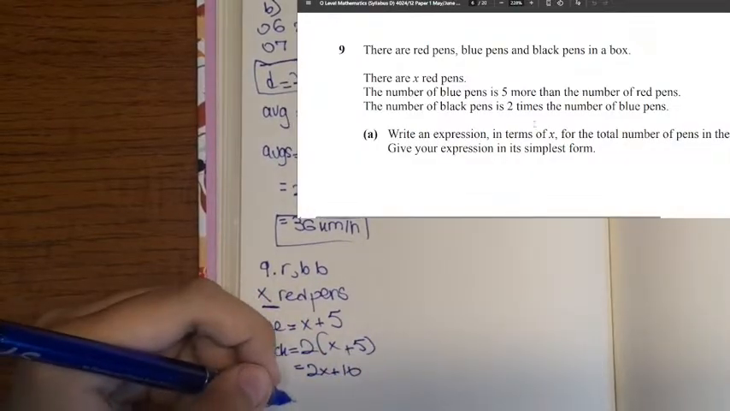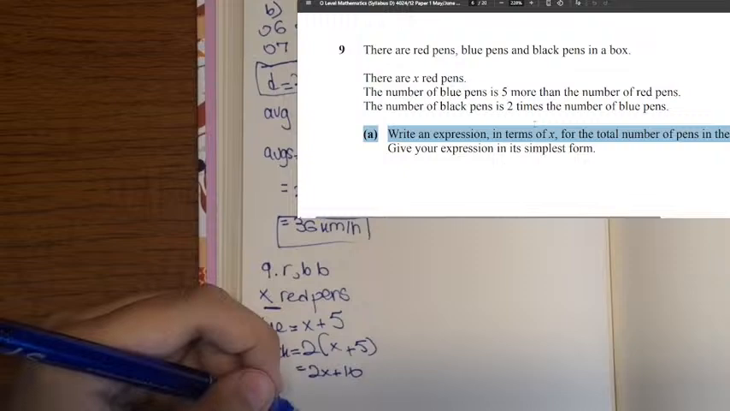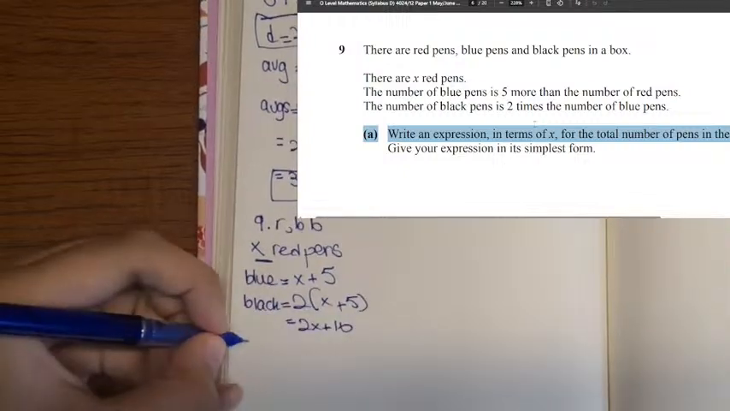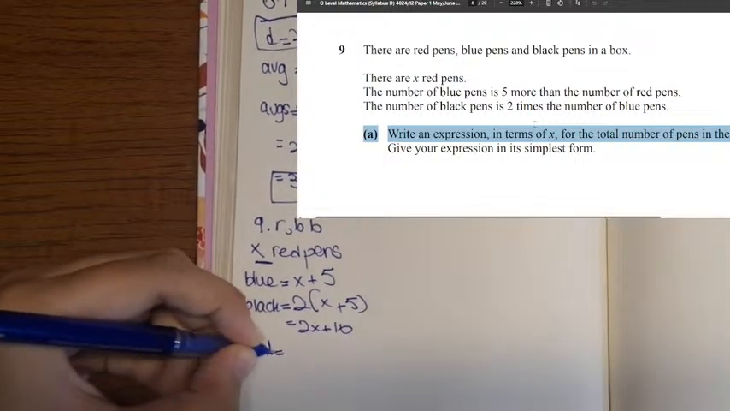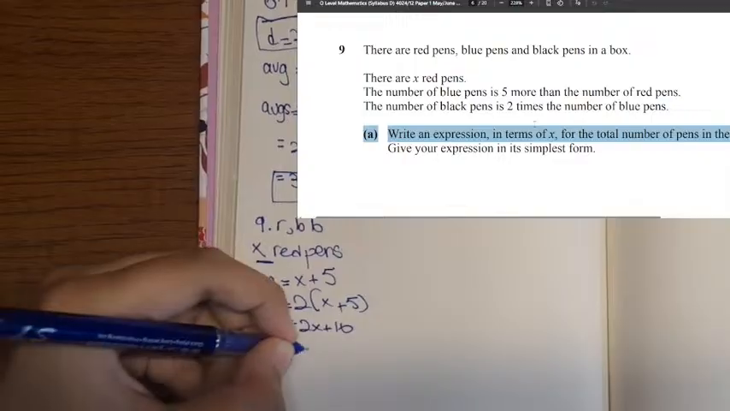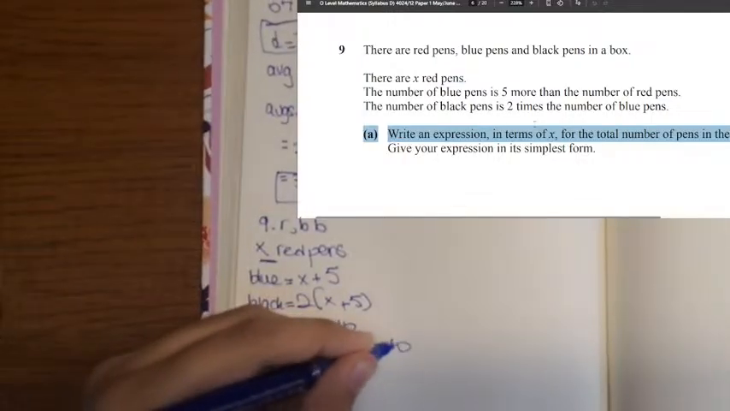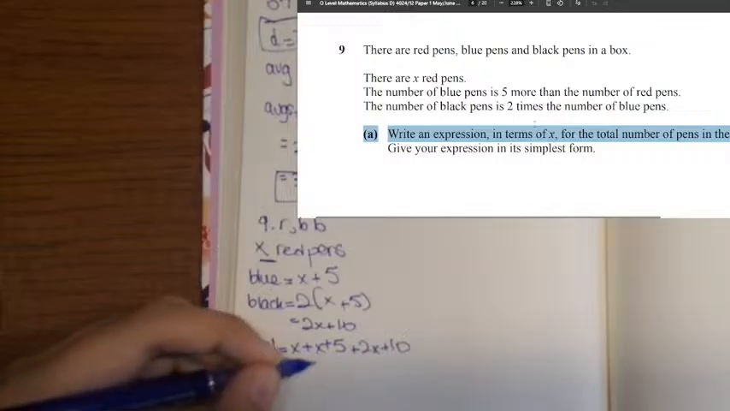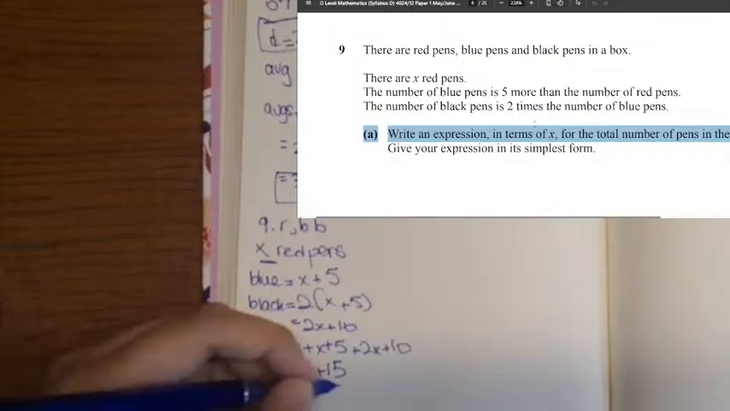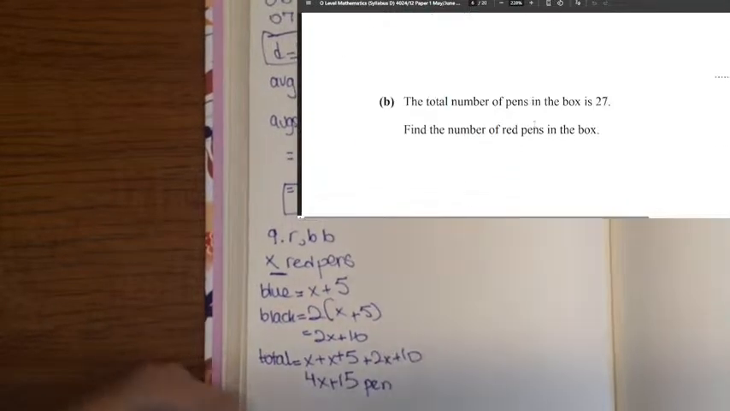Now they're saying write an expression in terms of x for the total number of pens in the box. The total number basically means the sum of all of these values. So let's just add up all of these values. X plus 5 plus 2x plus 10. This becomes 4x plus 15. That is the number of pens that we have in sum in the whole box.